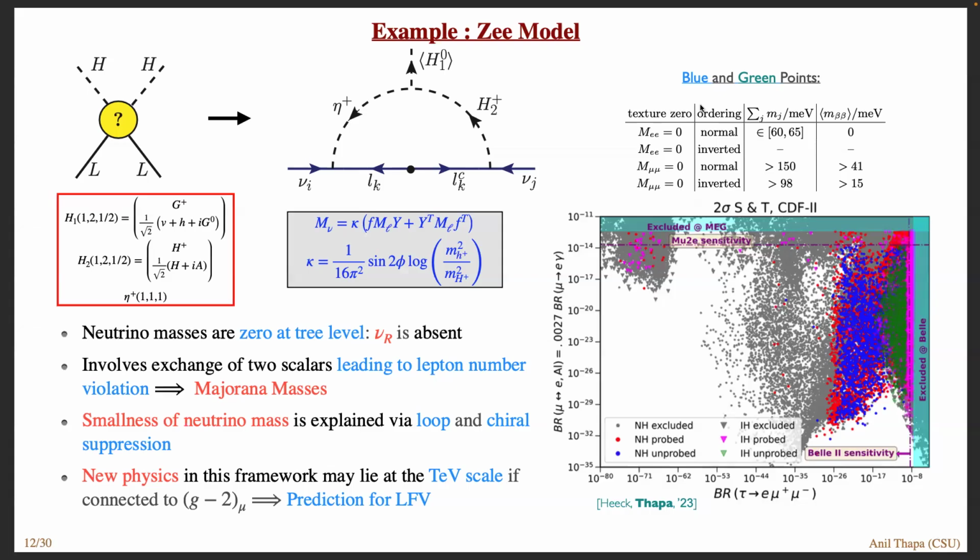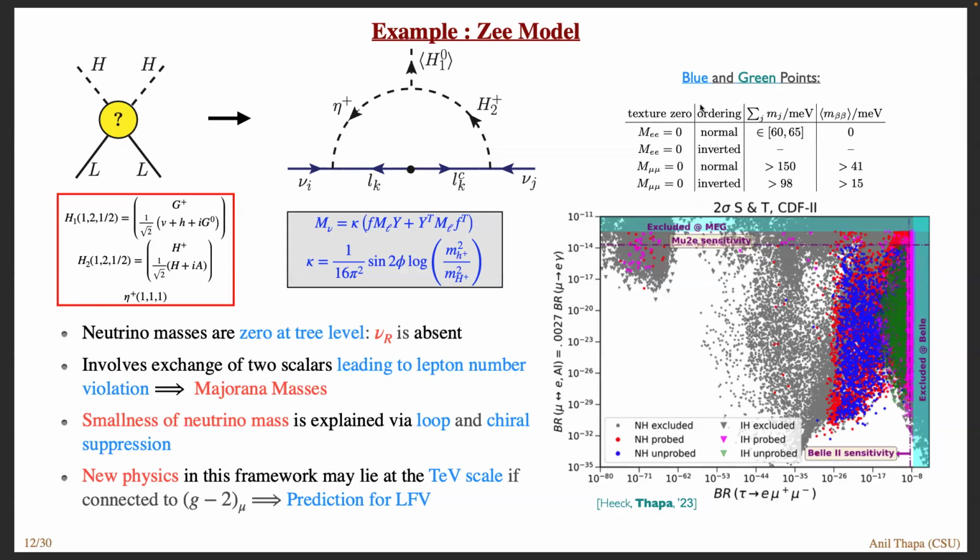Very simple as that. The neutrino mass can be written like this, where kappa is some one loop function. F is a Yukawa coupling associated with eta plus, and Y is the Yukawa coupling associated with H2 plus. There are two different Yukawa couplings. So do you have a prediction? It is quite difficult to have a prediction because you are introducing more and more new parameters.